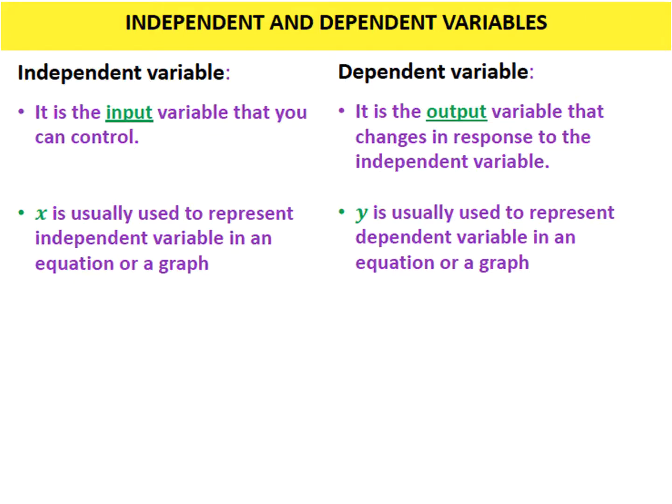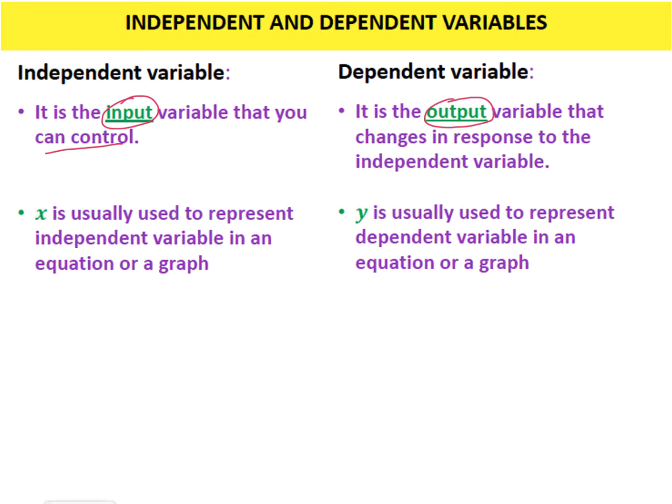In this video, we will look at independent and dependent variables. Let's look at the definition. The independent variable is the input variable that you can control, while the dependent variable is the output variable. You don't control the dependent variable; it changes as the independent variable changes.